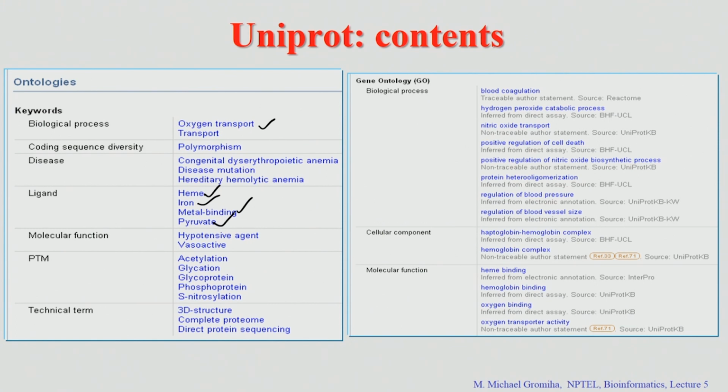What are the functions, and what are the post-translational modifications in this particular protein? Various types of PTMs: acetylation, glycation, glycoprotein, phosphoprotein, S-nitrosylation. Then we go with the ontology. There are different types of gene ontology widely used in the literature: biological process, cellular component and molecular function. They give the specific subclasses in these different gene ontology categories.